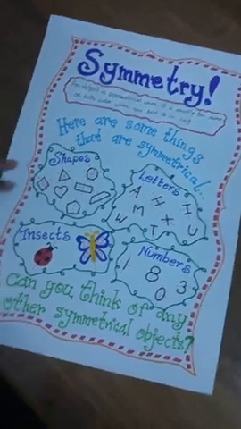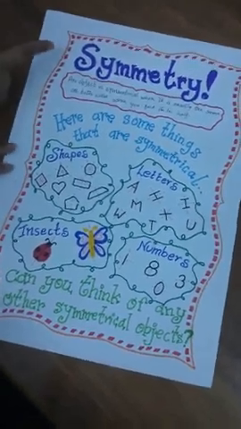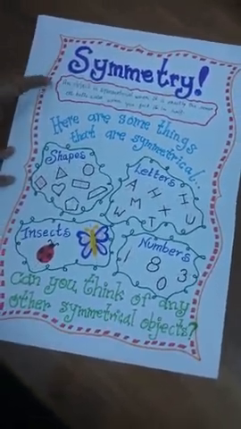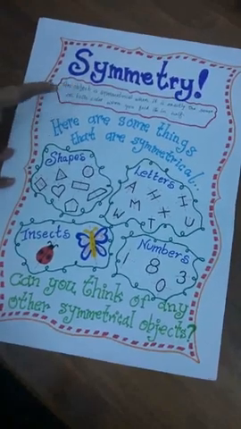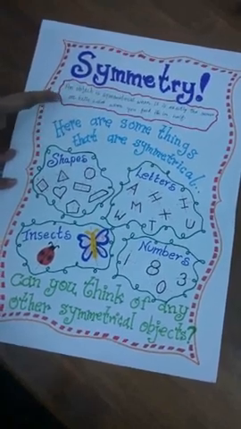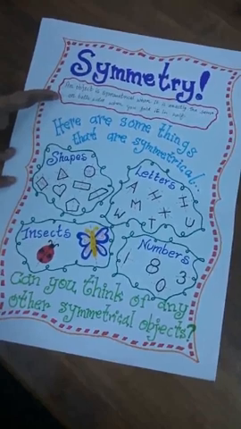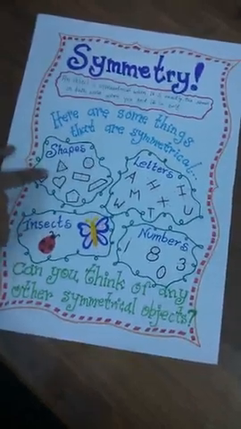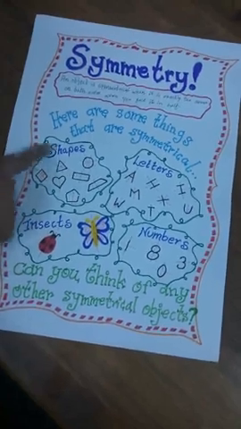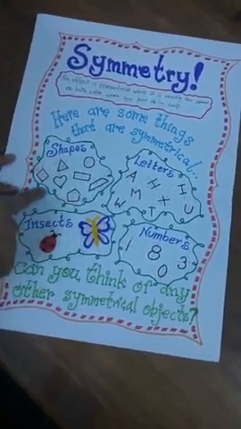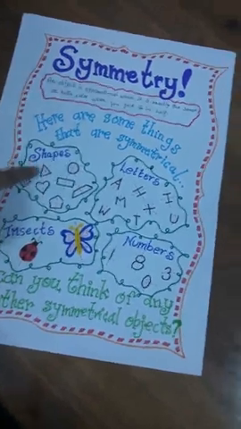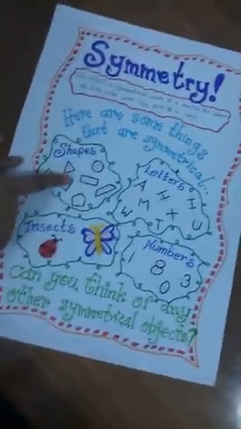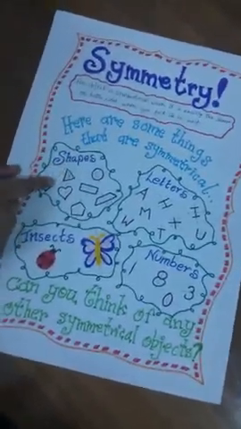Kids, our last topic is symmetry. Do you know what symmetry is? An object is symmetrical when it is exactly the same on both sides when you fold it in half. Now, here are some things that are symmetrical. Few shapes are given. As you can see, they are divided vertically, horizontally and diagonally.